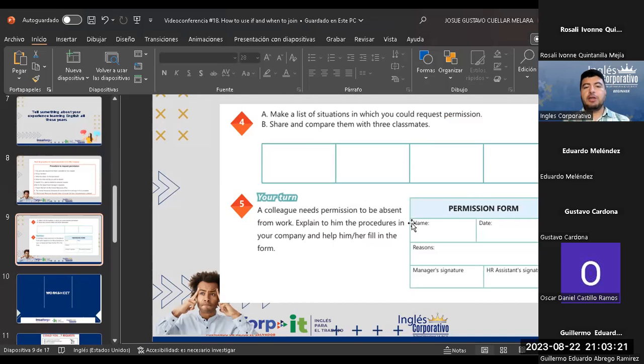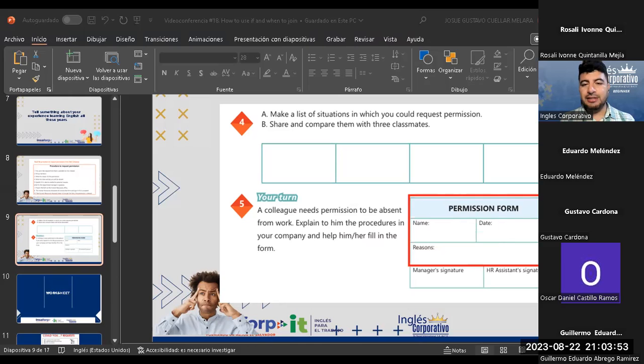Okay, look at this. Here we have the permission form, okay? Here we have the name, the date, the reasons, manager's signature, and HR assistant signature. Okay, in this case, we're going to create this. If you want to do it on your cell phone, or by hand, si lo van a hacer a mano, no hay problema. I need this. The signature is not necessary, no es necesaria la firma, because imagine, this is just an imaginary or hypothetical case, okay?